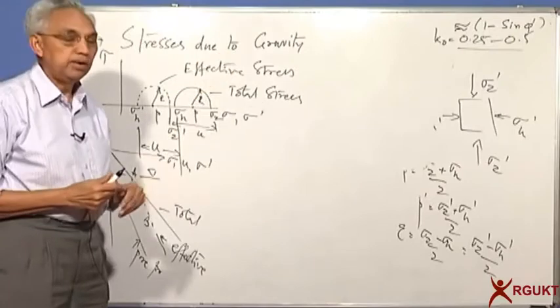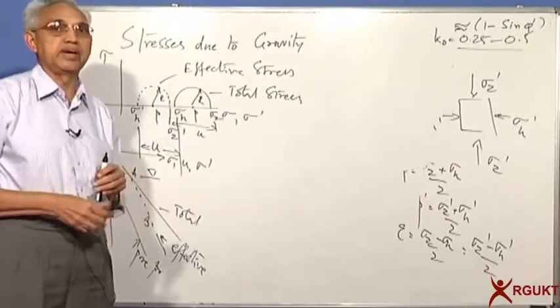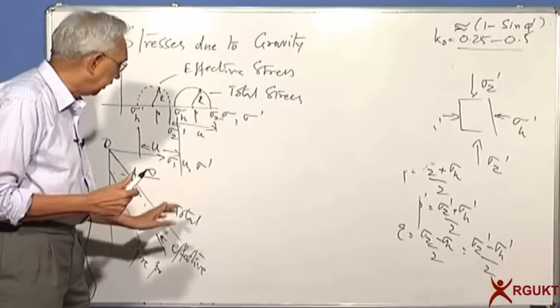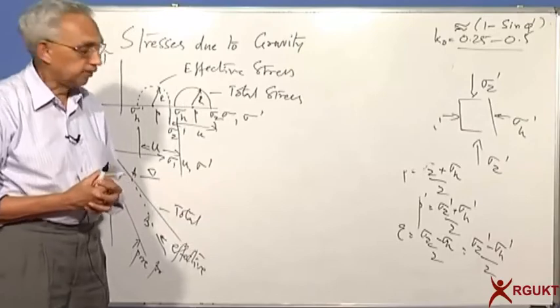So we know how to estimate K0. We'll have standard tables from which we can find out. And using that, you will get the effective horizontal stress. From there, you will get the total horizontal stress.